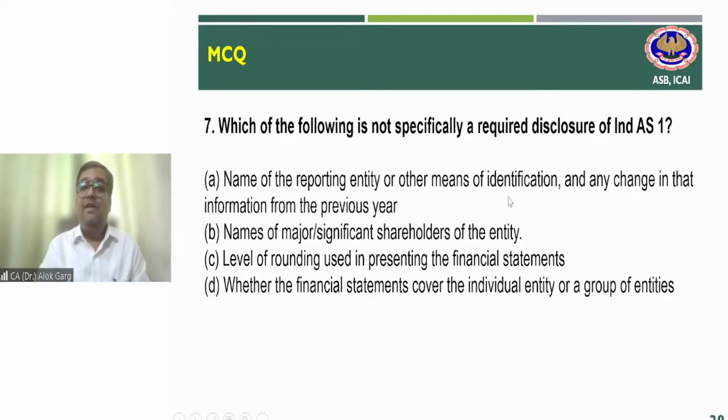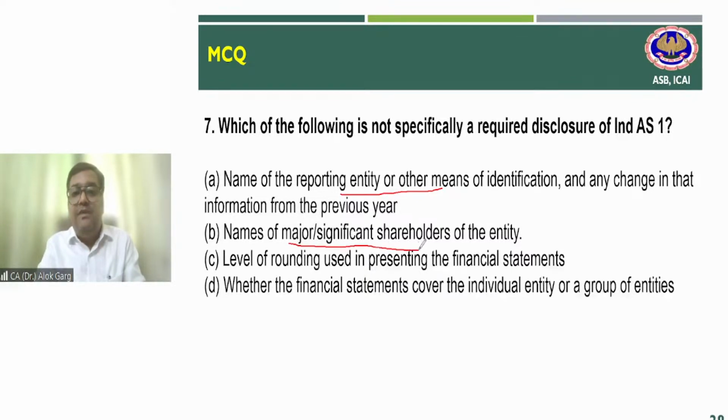Number 7. Which of the following is not a required disclosure of Ind AS 1? Friends, this question does not ask about Schedule 3. This question only talks about Ind AS 1 disclosure. So then answer it accordingly. Name of the reporting entity, whether it is required? Yes, it is required. Okay.